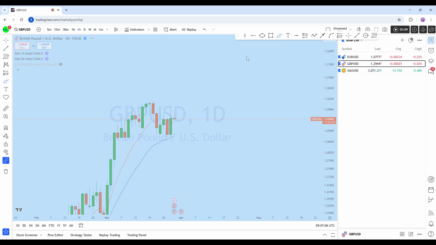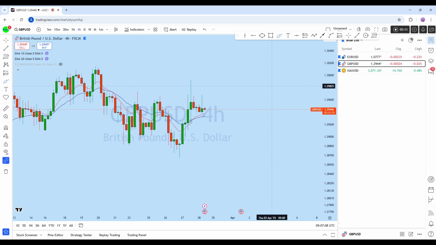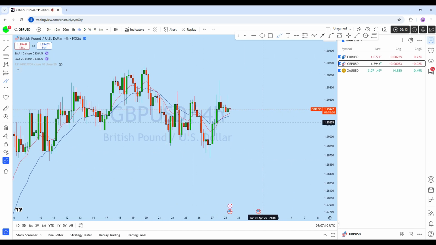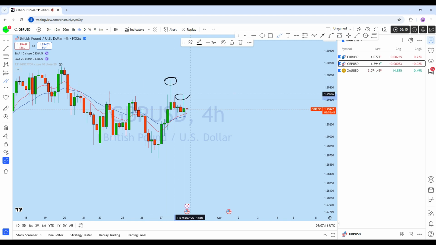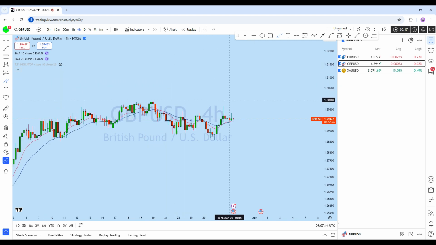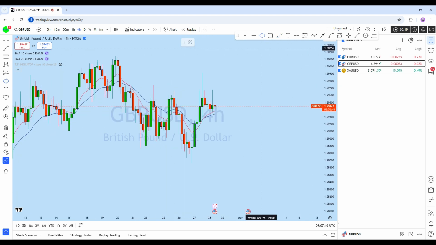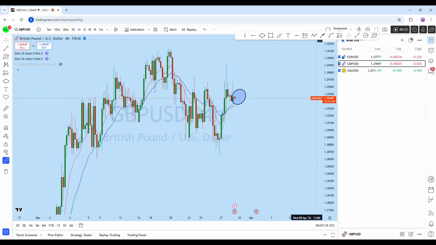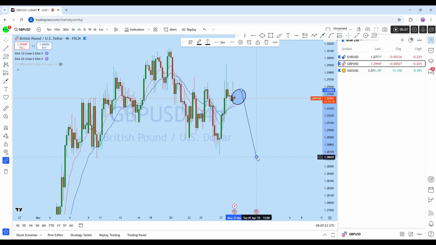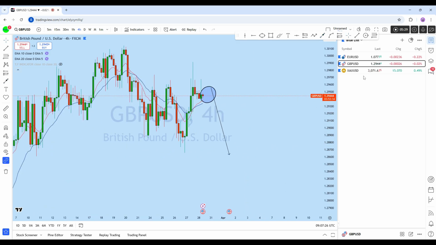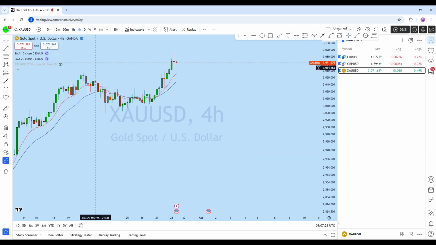And if we look at the intraday perspective, we can see the market in that zone. There's a sideways movement, there's a long wick here, and also the market is forming a series of lower highs. As soon as we find a suitable entry opportunity after the liquidity gap, we will be selling GBPUSD with a high probability trade setup. Now let's look at XAUUSD.